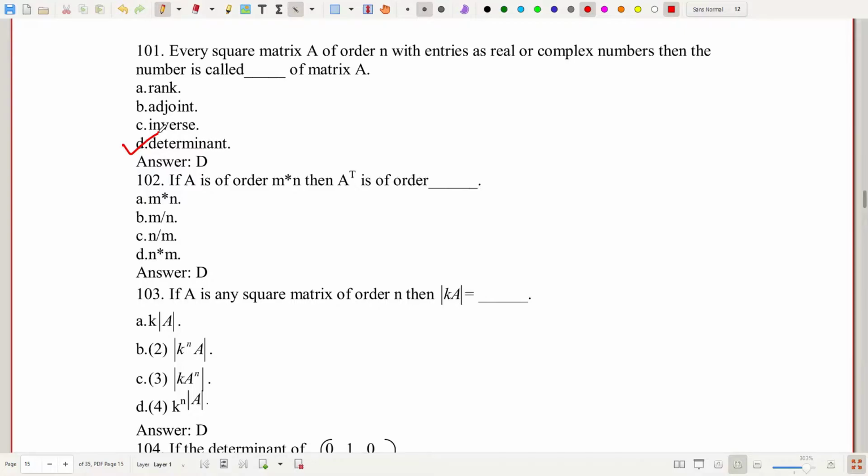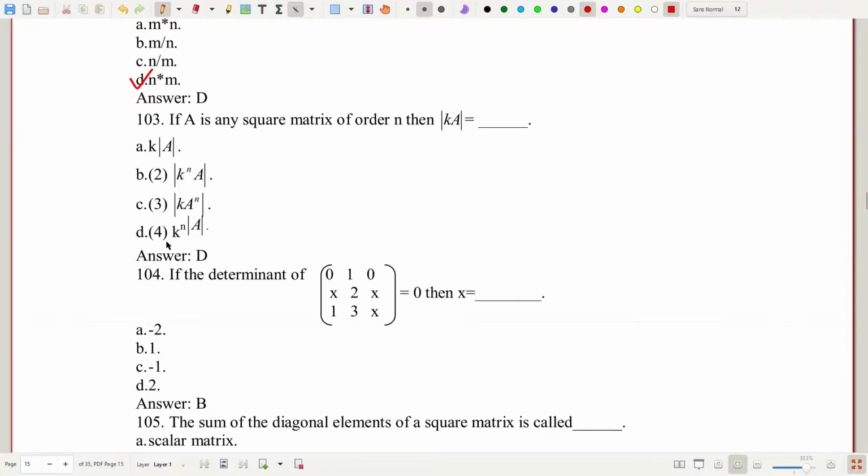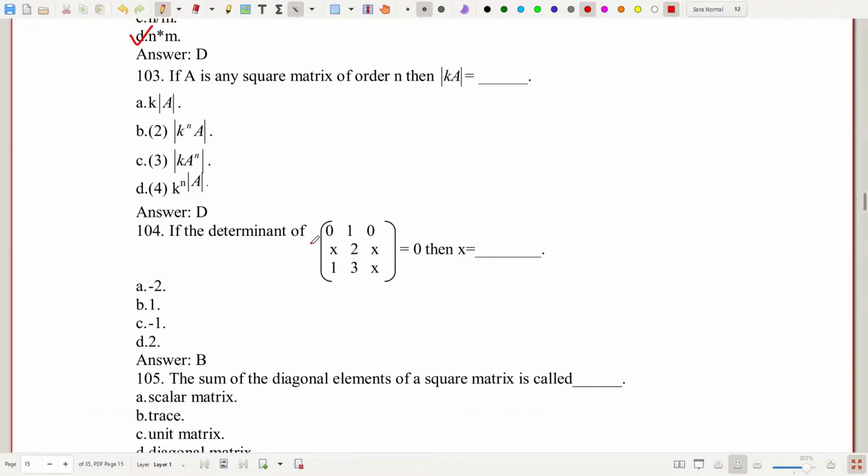If capital A is of order m cross n, then A transpose is of order n cross m. If capital A is any square matrix of order n, then the determinant of k into A, that means k is a constant.